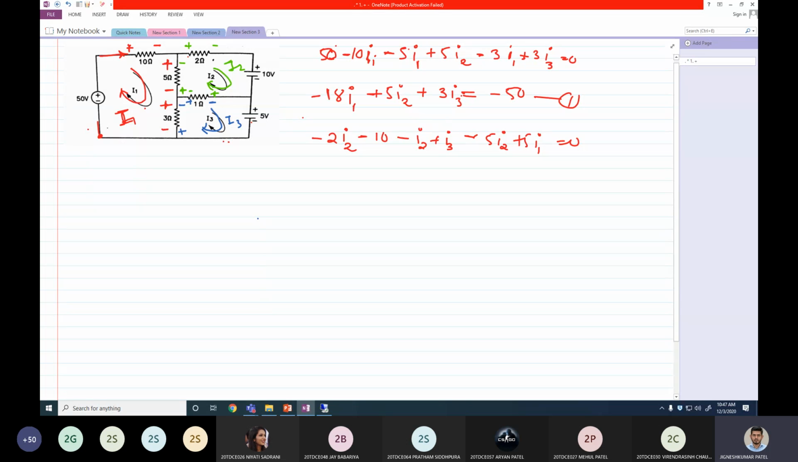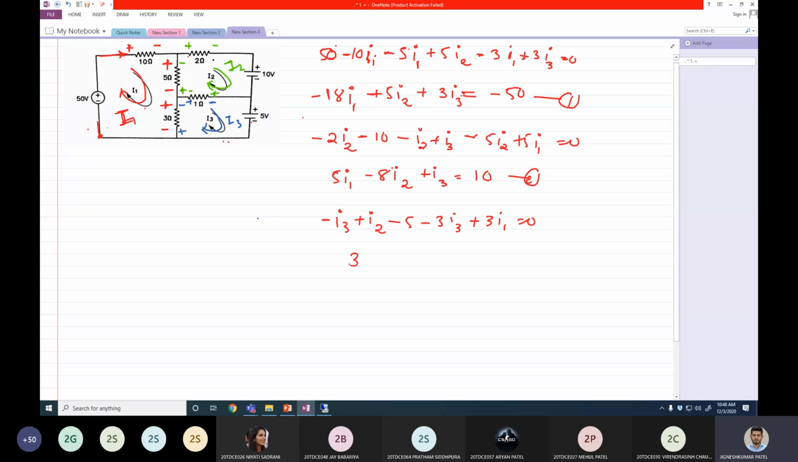Again, I'll simplify this equation. So here I'll get 5I1 minus 8I2 and I3 is equal to 10. This is my equation 2. And same way for the third branch, I'll write the equation: minus I3 plus I2 minus 5 minus 3I3 plus 3I1 is equal to 0.